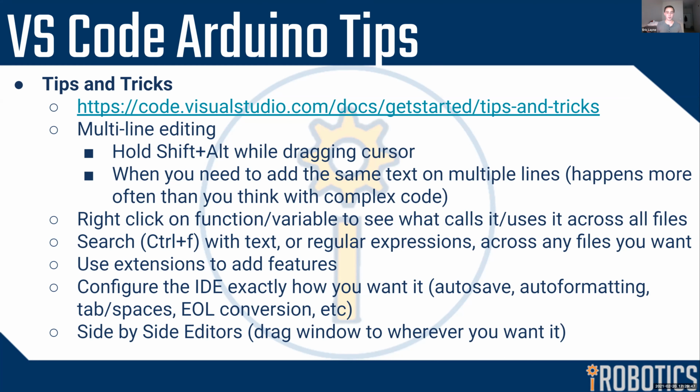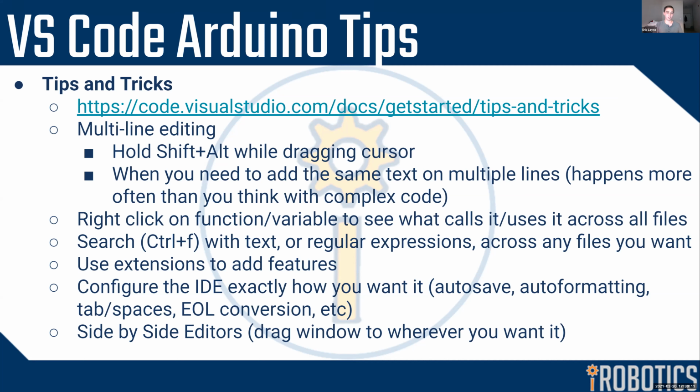You can right-click on a function or a variable and see what calls the function, what functions use the variable across all of your files. You can search with Control F, obviously, but you can search across all of your files. You can use regular expressions, if you know what those are, to search and look for more specific things. There's just tons of different things you can do with that.